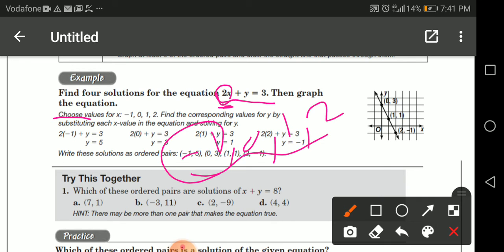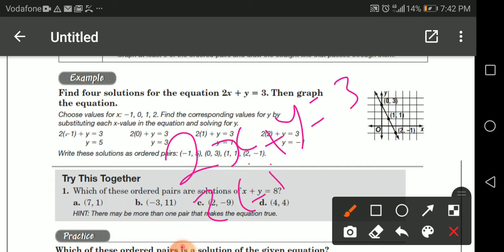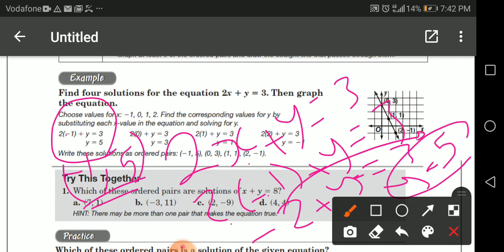Okay, for each one I will substitute negative 1 instead of what? Replace negative 1 instead of x. So I have the original equation 2x plus y equal 3. Instead of x I will put negative 1 and then solve for y to get the value of y. 2 times negative 1 gives me negative 2 plus y equal 3. Negative 2 will go to the other side, will be what? 2 plus 3 equals 5. So the first one will be, if here x is negative 1, so y will be what? y will be 5. So this is the first ordered pair.